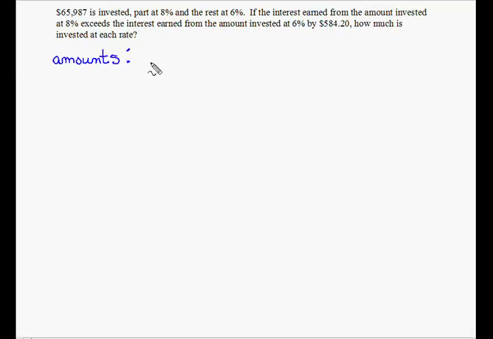The first one, for amounts, this is the amount invested, and part of it was at 8% and the rest of it was at 6%. So we'll use our p plus r is equal to the $65,987. Our second equation is the value times amount.